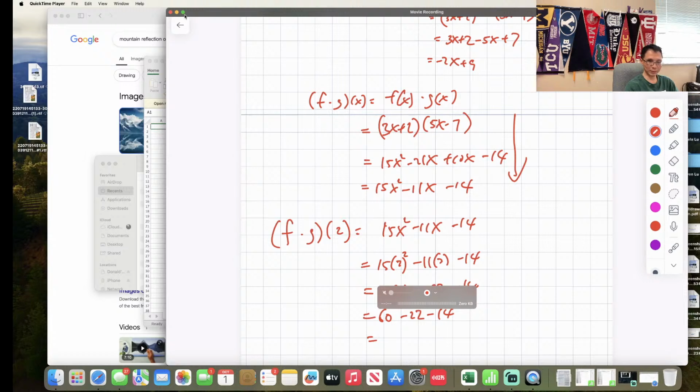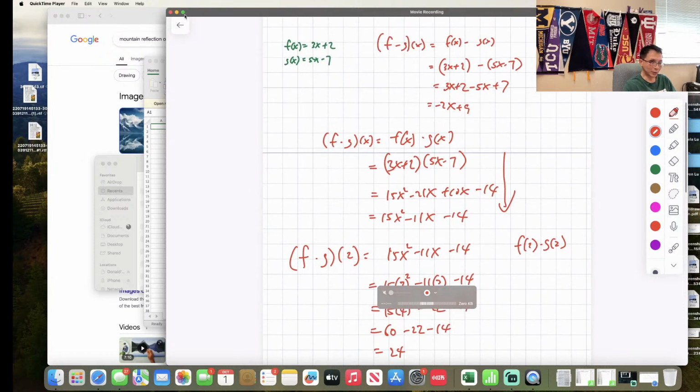What is it? 24 maybe? I think it's 24. Yeah. So I can find f dot g of 2 by plugging in, or I can do this: f of 2 dot g of 2. I think this was easier. Why? I can plug in 2 at the very beginning. That's going to give me 8, and plugging 2 into g is going to give 3. And the answer is going to be 24.